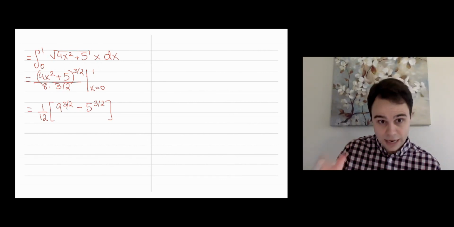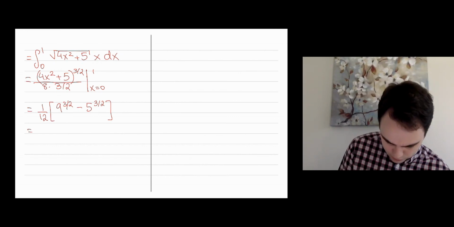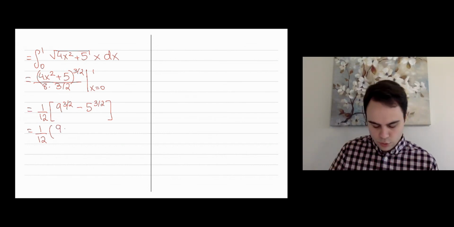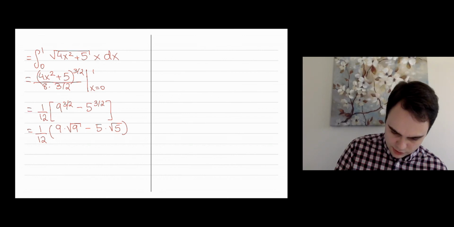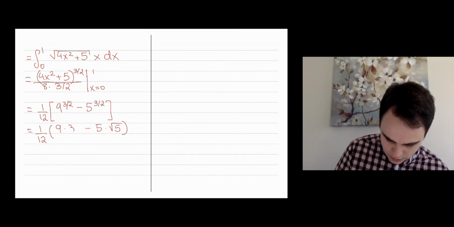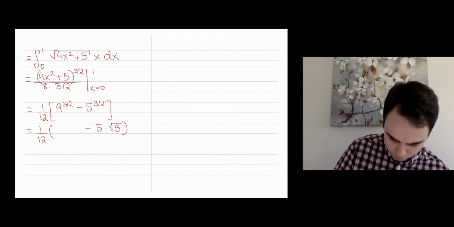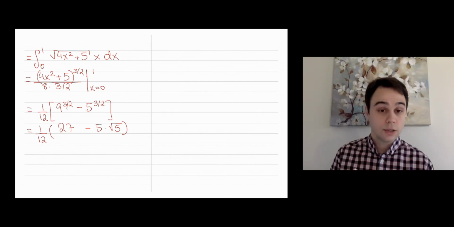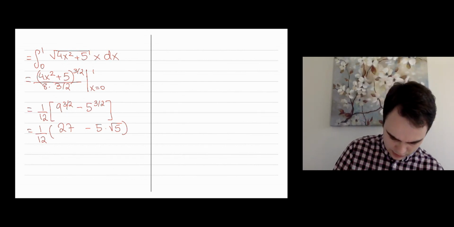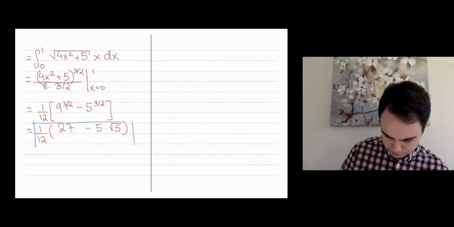So write an exact answer, but in simpler terms. Let me just do that. We get 1 over 12 times 9 to the 3/2, that's 9 to the 2/2 times 9 to the 1/2, that's root of 9. Minus the same thing here, 5 times root 5. Of course, root of 9 is 3, and so 9 to the 3/2 is 27. So this is an answer I think is more directly understandable than the previous one. And that's what I'm going to box and call my final answer.